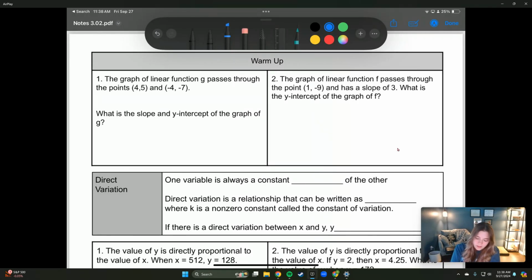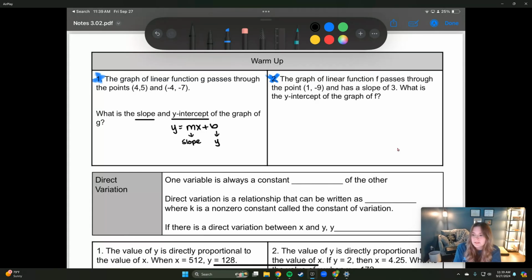Either way. Alright, so I am going to have you do the warm-ups on your own. Okay, so number 1 and number 2, that's going to be all you. I just want to get you started. When it gives you a set of coordinate points and it's asking for slope and the y-intercept, that's where we're using y equals mx plus b, right? Where m is your slope and b is your y-intercept.